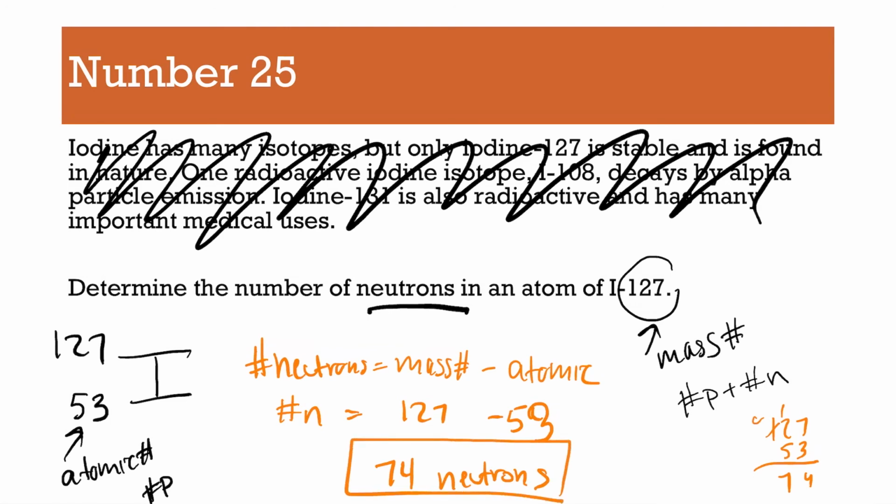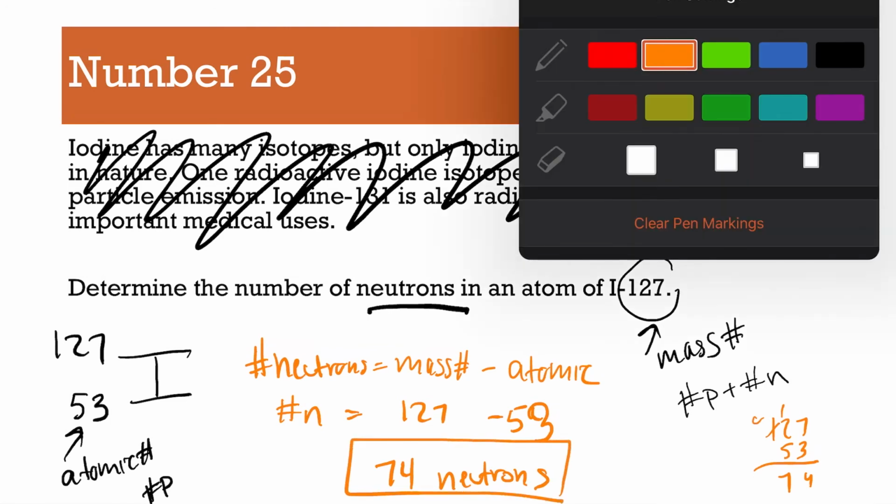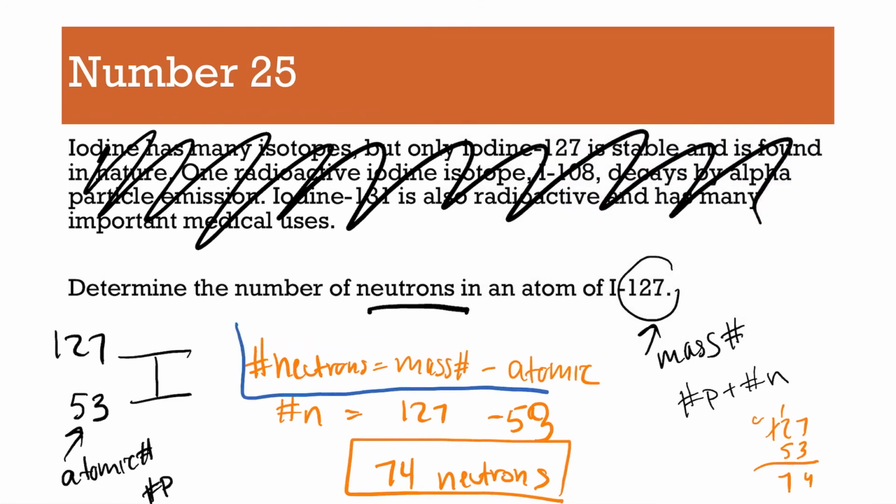and that is it. You do need to remember this little equation to calculate the number of neutrons. Protons, you can just look at the atomic number. Electrons, for right now, will be the same as the number of protons because the atom is neutral. Neutrons, though, you have to do that little equation. So that is it.